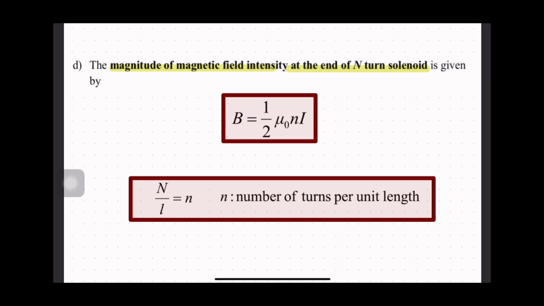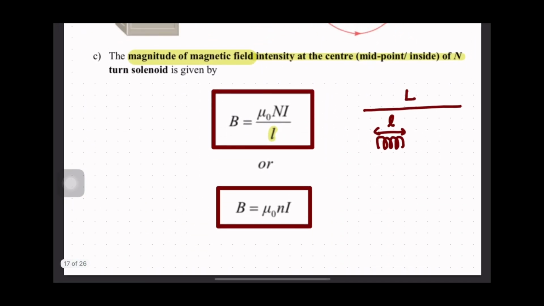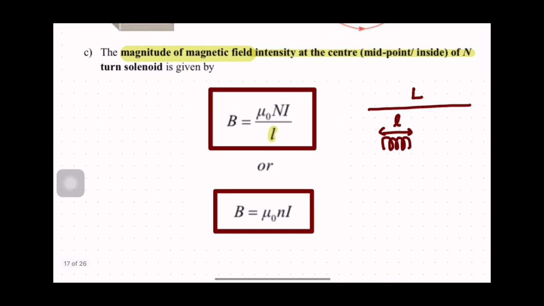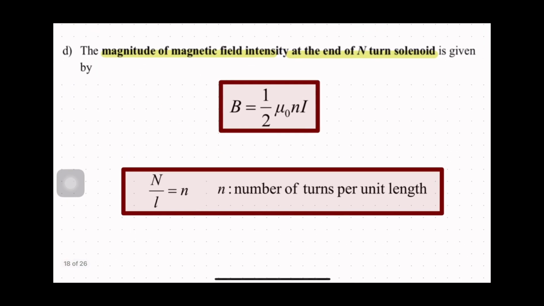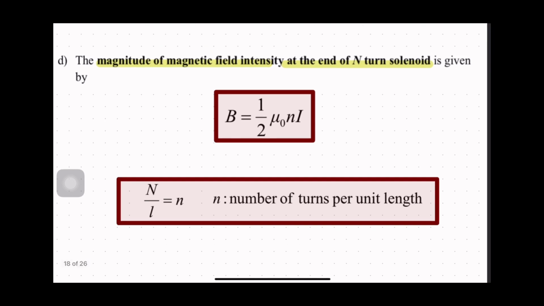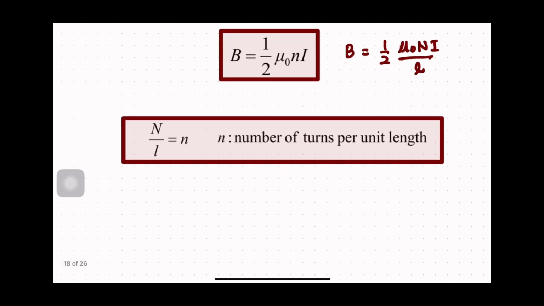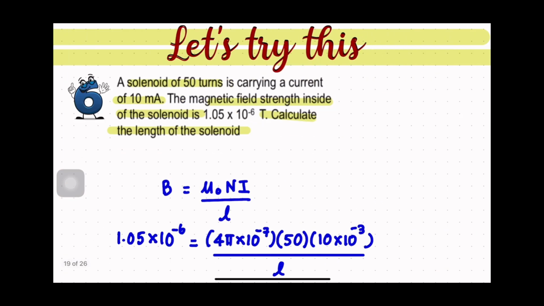Meaning at the end. Okay, as before, the formula for the middle is B equals mu naught N I over L. But at the end, you have to divide by half because it only feels half. So you can also write B equals half mu naught N I over L. It is the same. N over L is equal to small n, where small n is the number of turns per unit length. Okay, so let's look at an example.